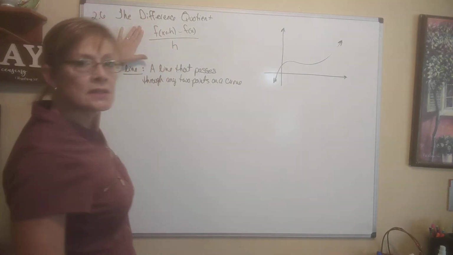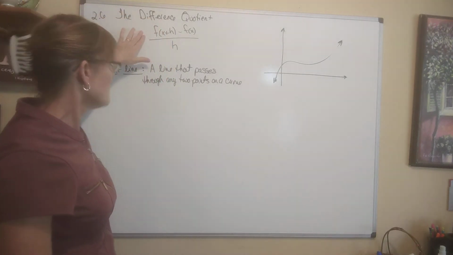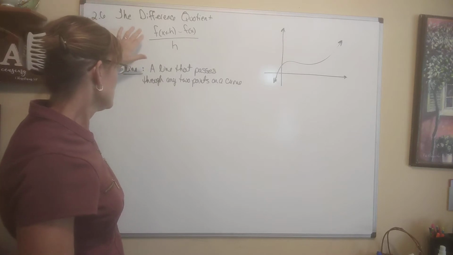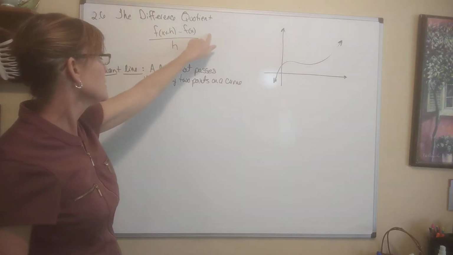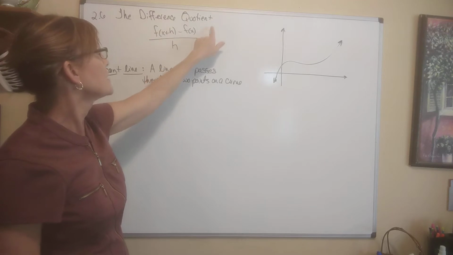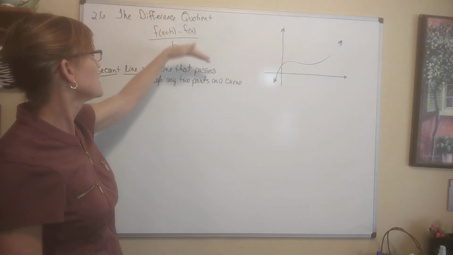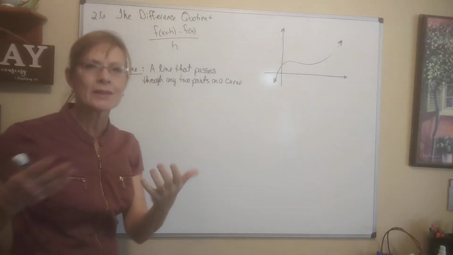The difference quotient is this. It is f of x plus h minus f of x, over h. It's the difference, the subtraction. The quotient part is that it's a division. It's a subtraction, division. That's what our difference quotient is. But what does it mean?